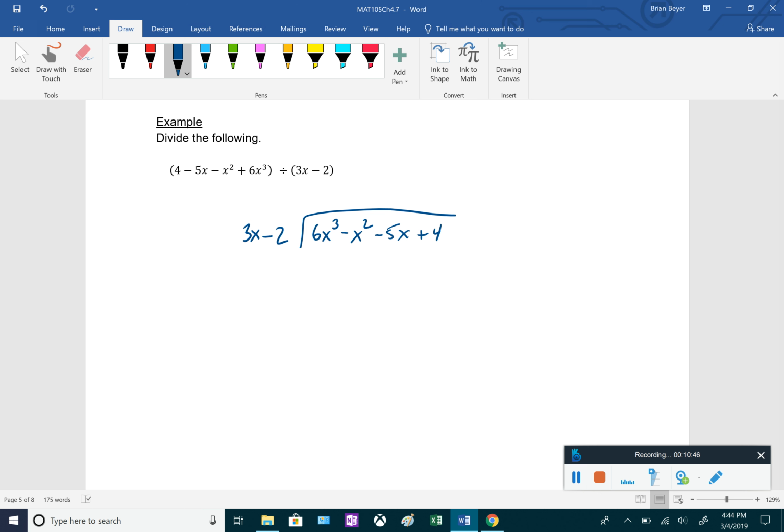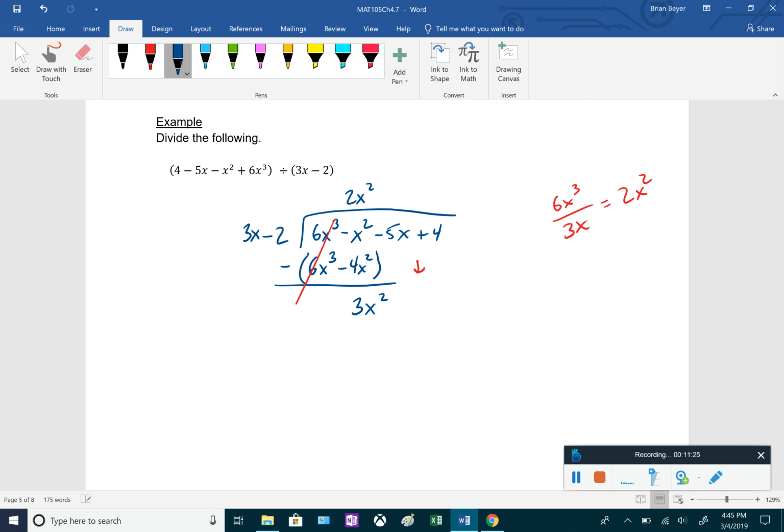Okay, so same idea as what we just did. We're going to divide the leading terms. So 6x cubed divided by 3x gives us 2x squared. So that's going to be our first part of the quotient. We have to take that and multiply it through the divisor. 2x squared times 3x minus 2 gives us 6x cubed minus 4x squared. And we have to subtract it. First terms cancel. Negative x squared minus negative 4x squared. That's negative 1 plus 4, which is 3x squared.